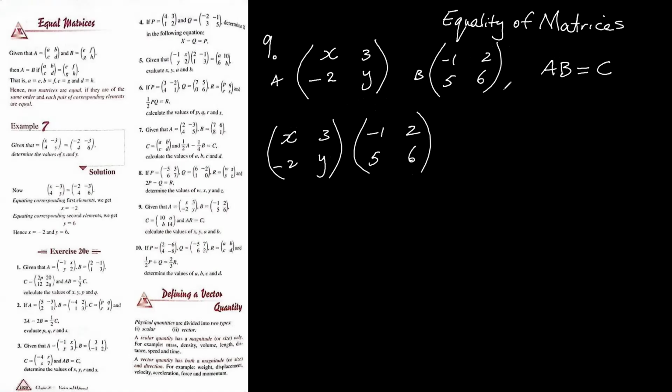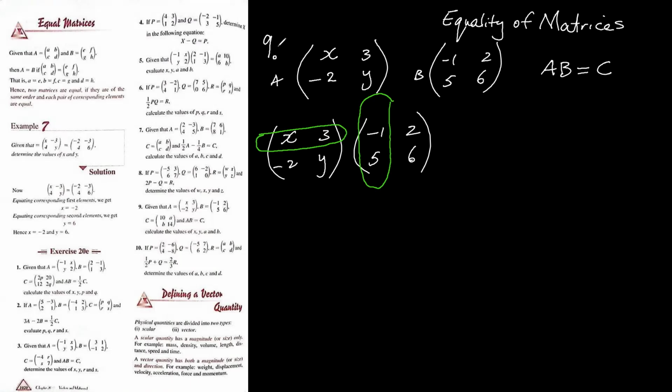Now, please remember that you're working row by column. This is a row, so you're going to work with this first row. This is the column, so I'm going to work with this first column. My first question is this: in the first matrix, matrix A, what is the second number of the first row?